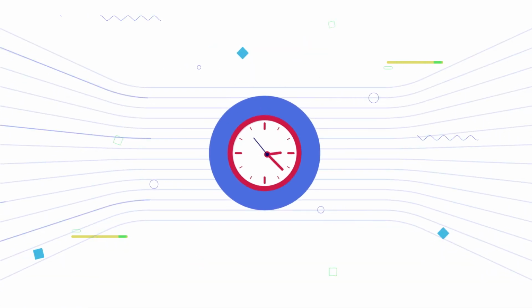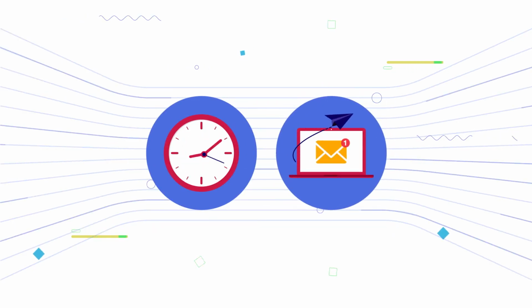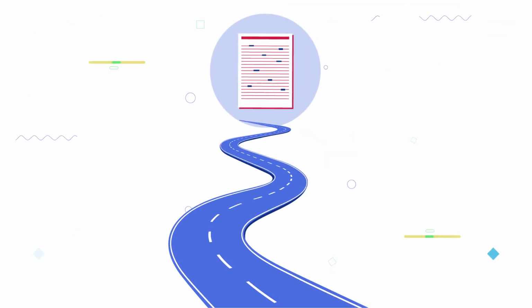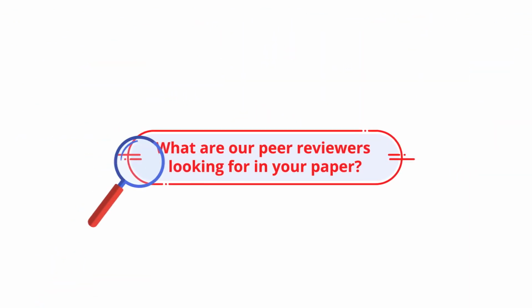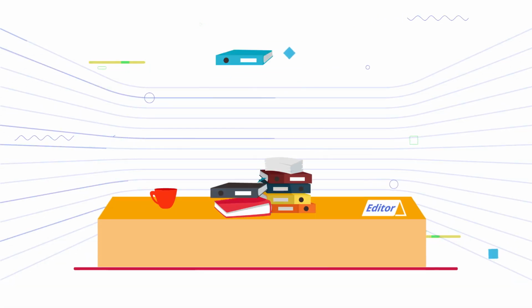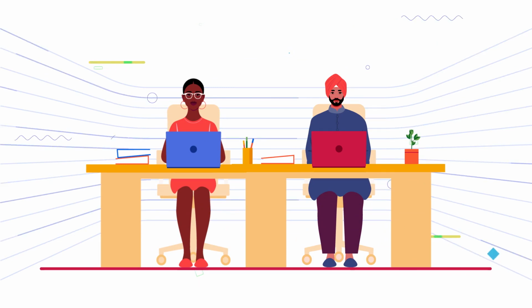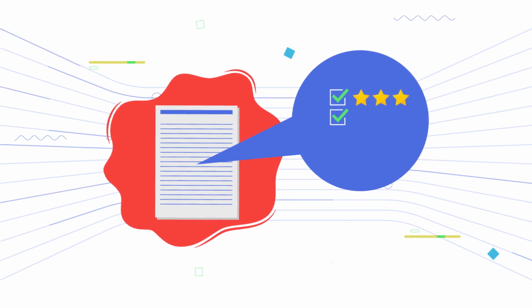Tip 7. After receiving your editorial decision, respond to the peer reviewer comments in a timely fashion, thoroughly addressing each point in your cover letter. This will help speed up the assessment of your paper after resubmission. Tip 8. What are our peer reviewers looking for in your paper? At Health Policy and Planning, we make sure to have at least 2 independent reviewers for every paper. These peer reviewers will be experts in the field, looking to provide constructive feedback on your paper.